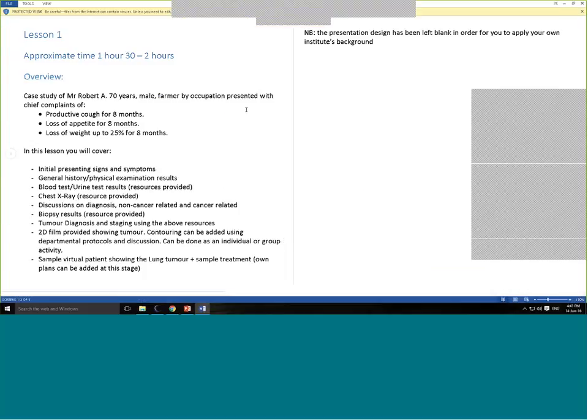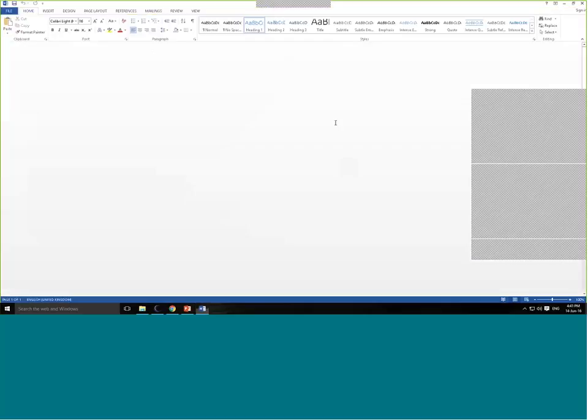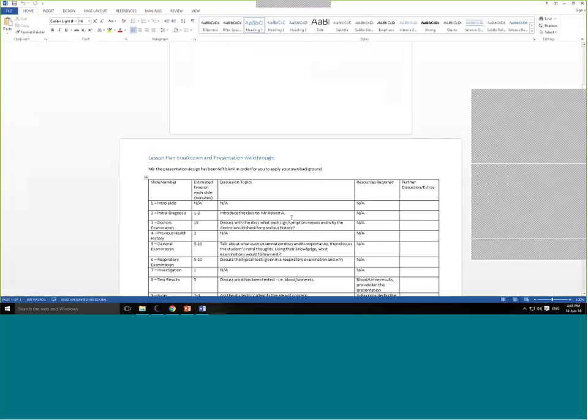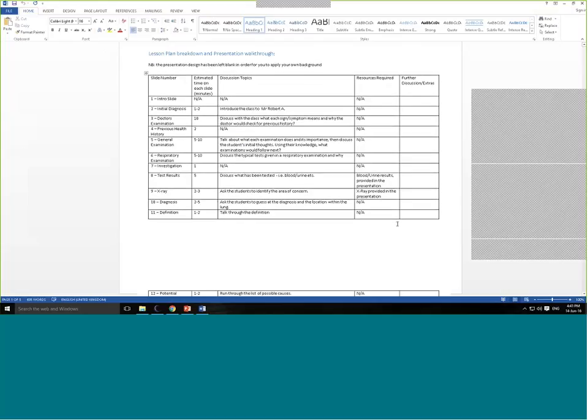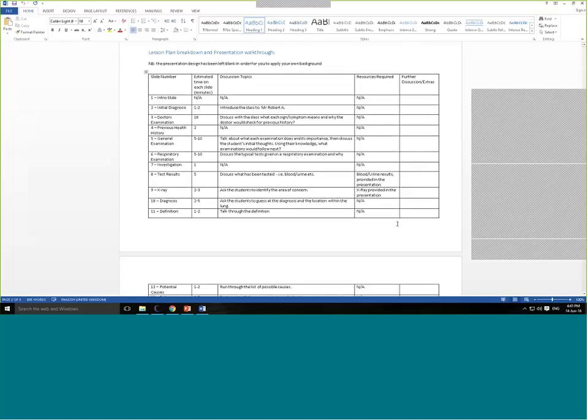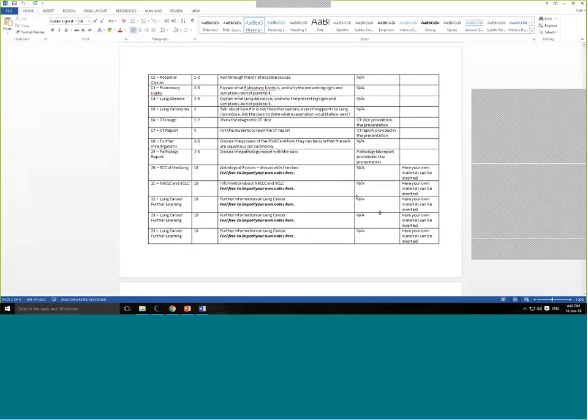So you can see here you've got the lesson overview, and then down here we created an introduction and a lesson breakdown into all of the different slides, with some discussion topics and the resources that are available for each slide, if there are any. And also, which I thought was quite important, bits where you can feel free to import your own information and your own educational institute information into that.